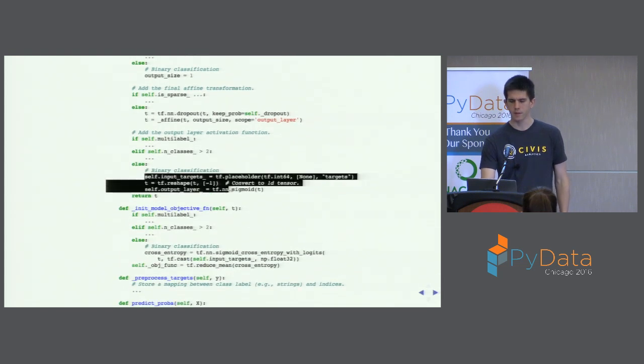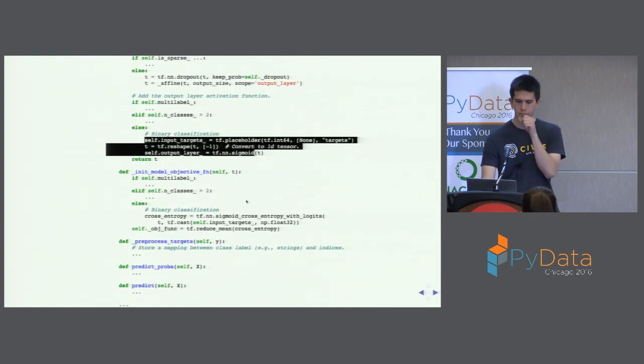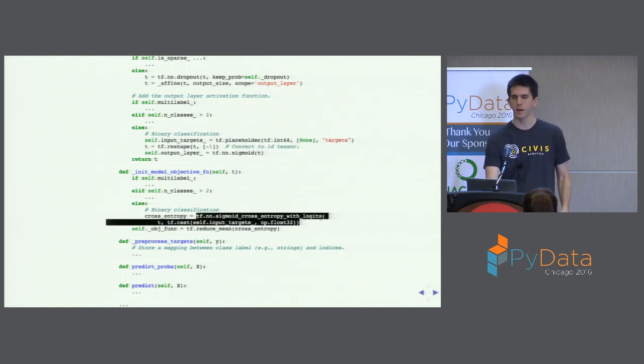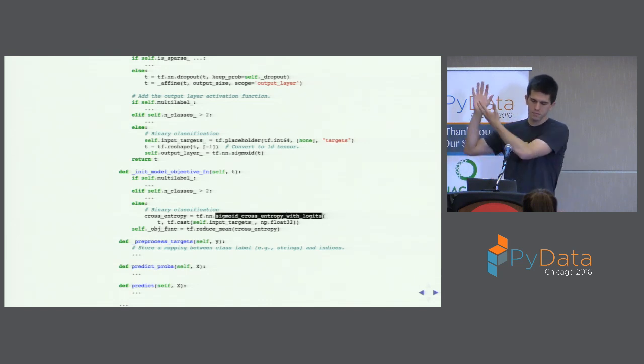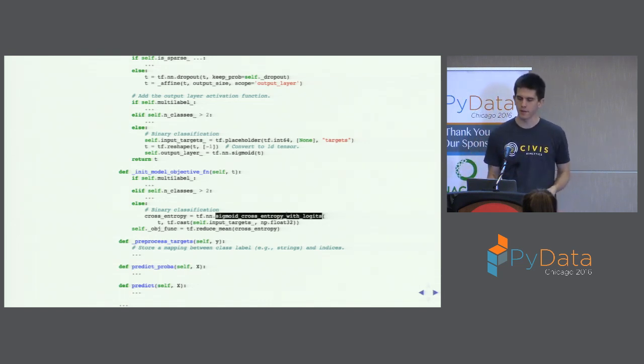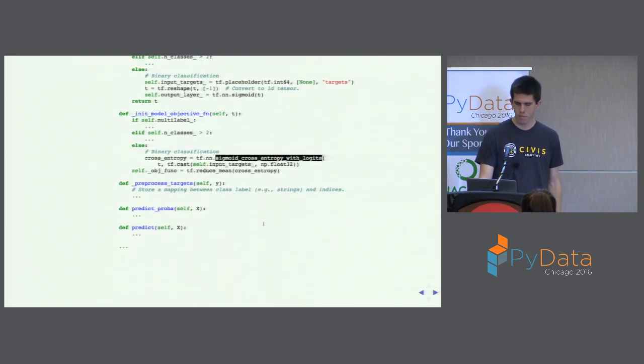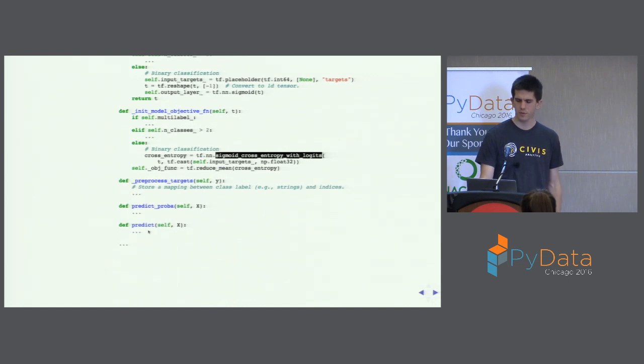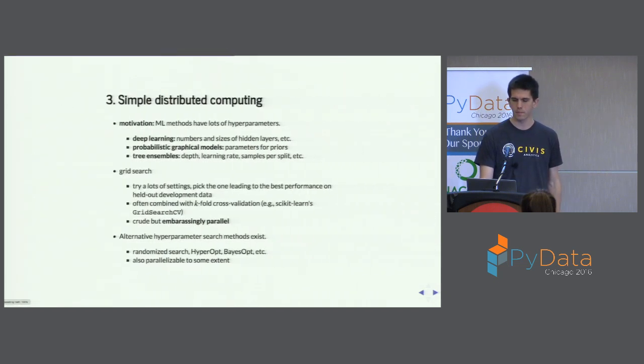But then at the end, we define our output layer. And we also have a function to initialize our objective function to define what that should be for our model. And here for a binary classification, it would be a sigmoid cross entropy between the predictions and the target labels in our training data. And it's important to note that TensorFlow provides this for you. You don't have to define it for yourself because it's a very standard method for deep learning. And then there's a little bit of logic in predict and predict proba. Those are pretty easy to implement.